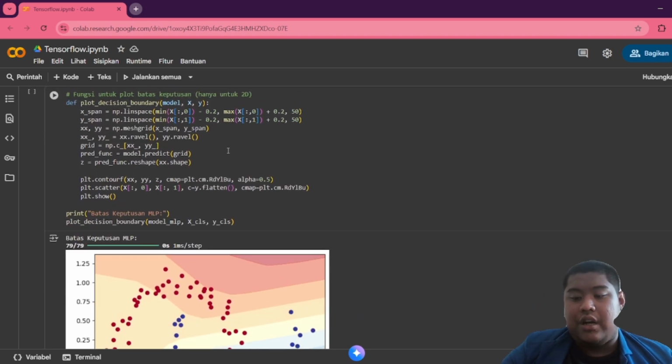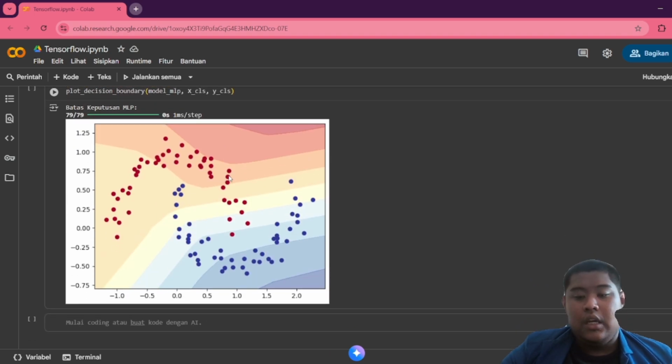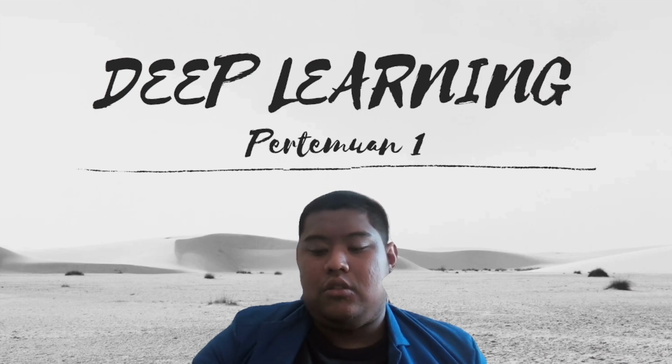And finally, we plot the decision boundary learned by the more powerful MLP model, and the output graph shows a curved nonlinear boundary that successfully separates the two classes, visually confirming the high accuracy. Okay, that concludes my explanation of the code from this notebook.